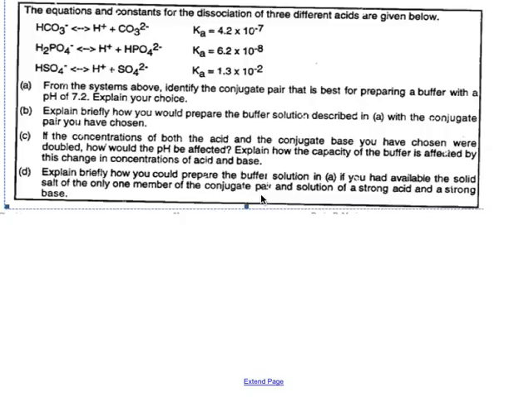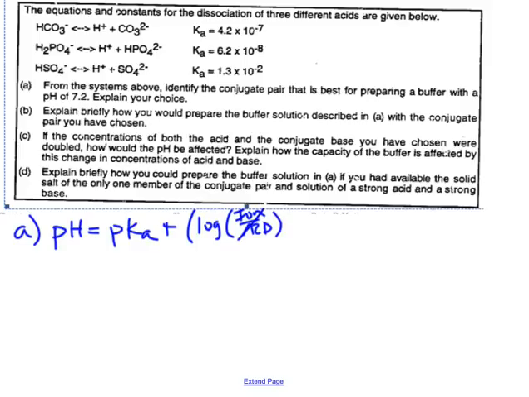So part A, from the systems above, identify the conjugate pair that is best for preparing a buffer with a pH of 7.2. Explain your choice. So what we're going to focus on in Part A is assuming we're making an effective buffer. If you remember from class, an effective buffer is a buffer where the pH is equal to the pKa because, remember, this ratio of ion to acid ends up being 1, so the log of 1 is 0. So we get something where the pH is equal to the pKa.